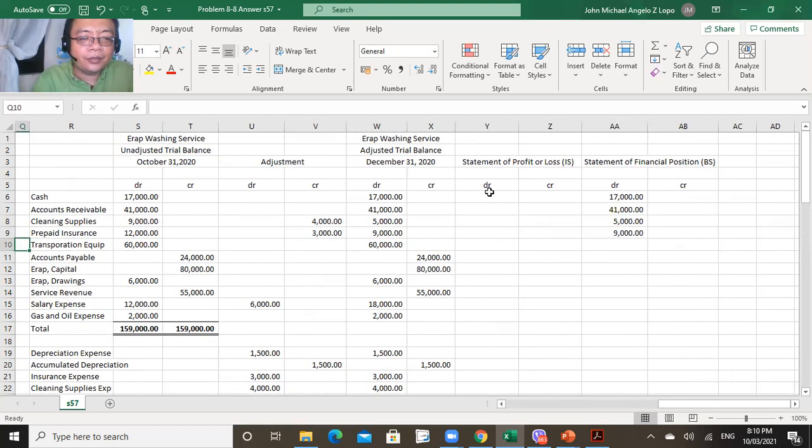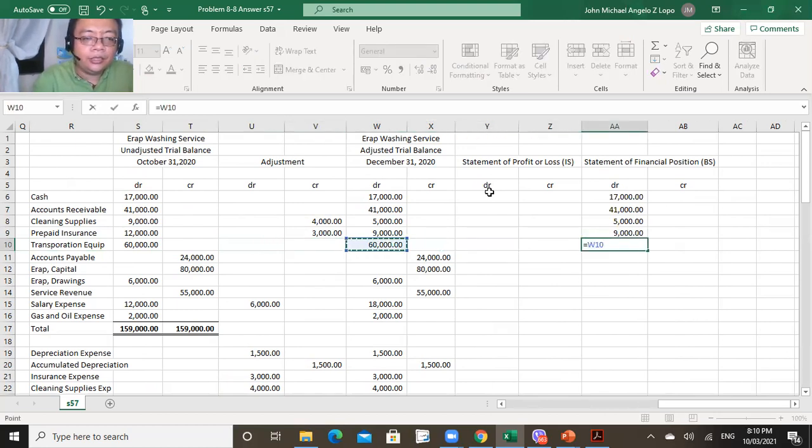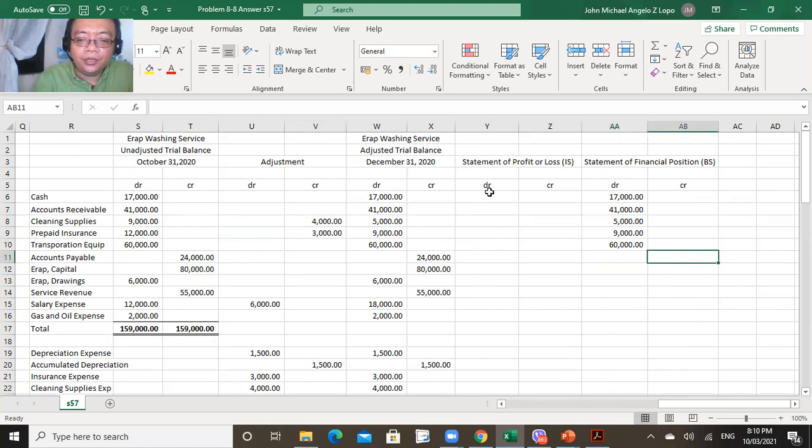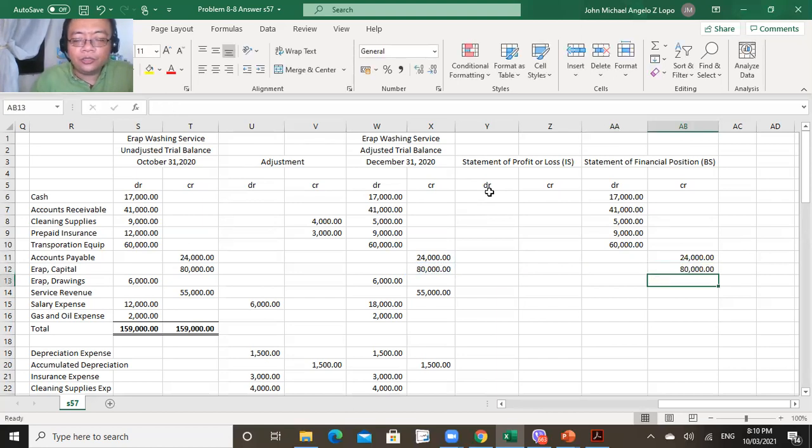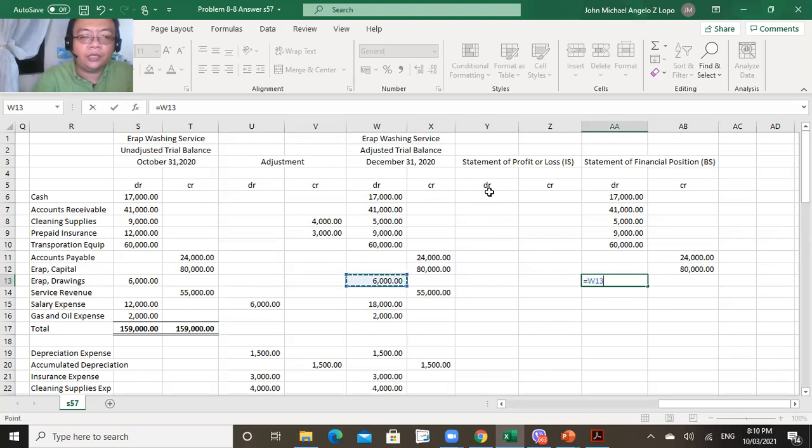All right. Sige. And you have also here 60,000. Accounts payable here is also a balance sheet, correct? And ERP capital also of balance sheet. All right. Also, ERP drawing is also part of the balance sheet. For the meantime, it is part of the balance sheet.